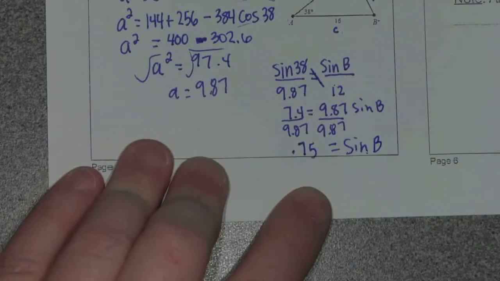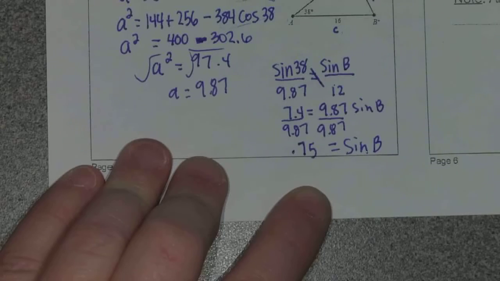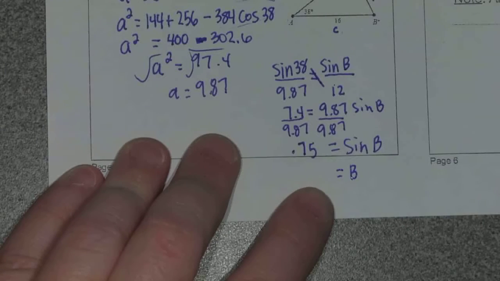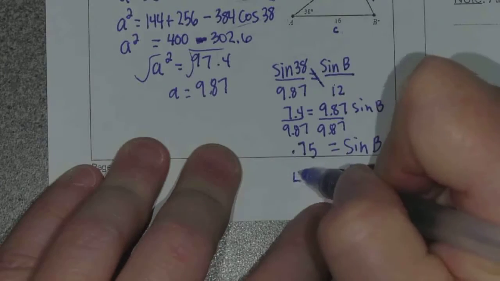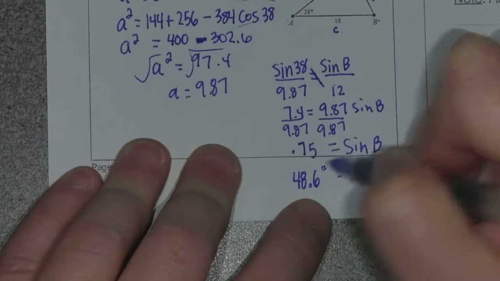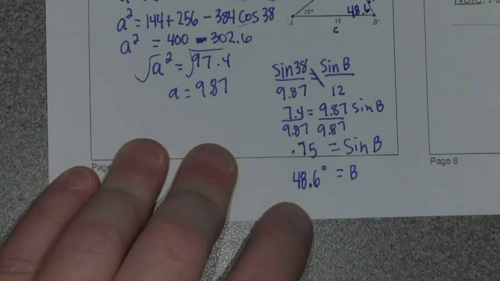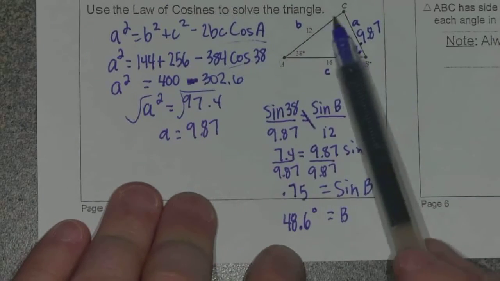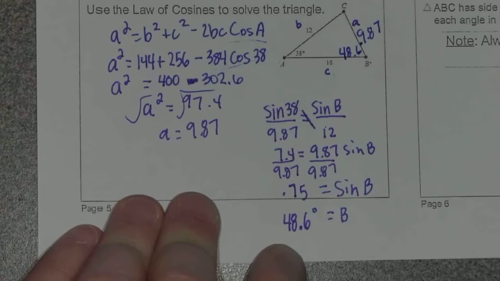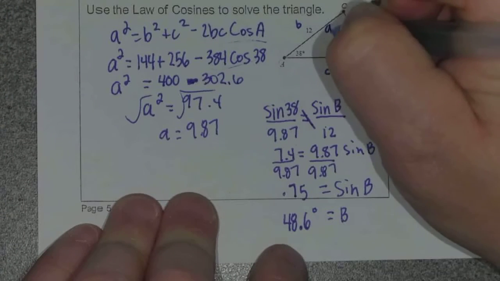And then what do I do to find angle B? The inverse of the sine. When you do that, what do you get angle B equal to? 48.6. Yep, 48.6. So here's the deal. I know this one's 48.6 now. Do I have to use another formula to find the next angle, or can I just make sure they add up to 180? Yeah, make sure that they add up to 180. So what's the last angle going to be? 93.4.